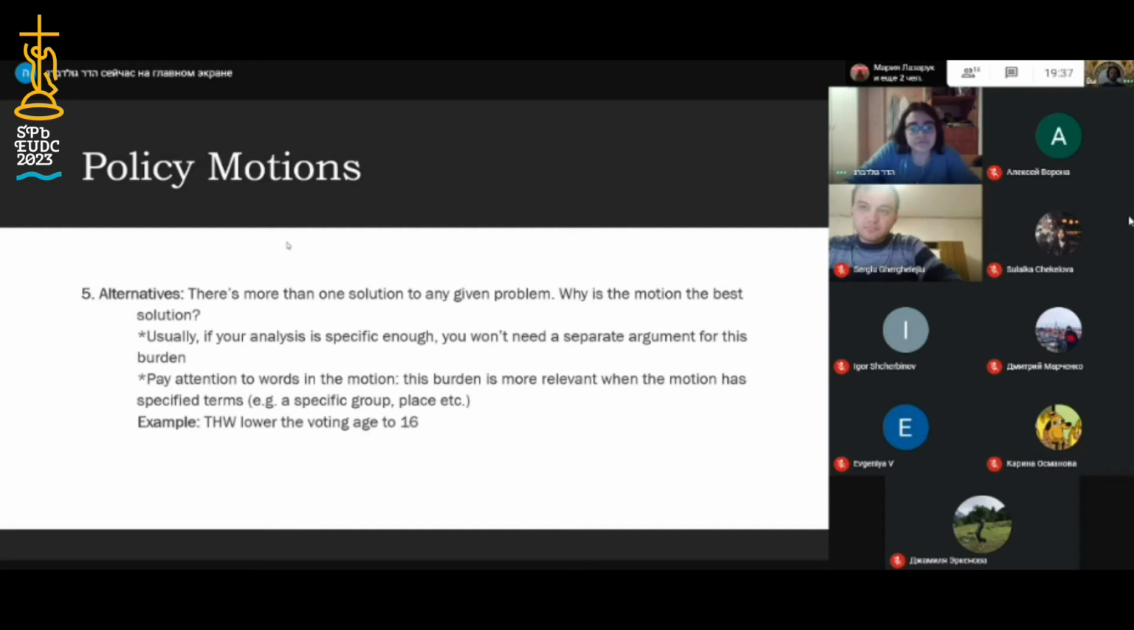Can I ask a question here? Sure. So basically, the alternatives in terms of the burdens of the motion, they are connected to, well, at least in the Russian debating circuit, there is this idea that one way to weigh arguments is by how unique they are, and so basically whether alternatives exist. I have heard mixed views on this. Can you maybe clarify this more?